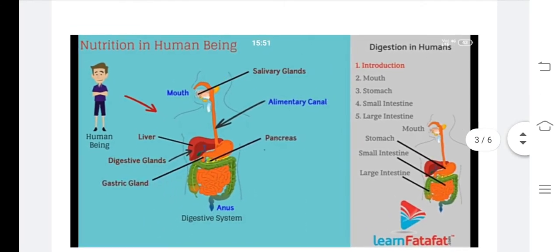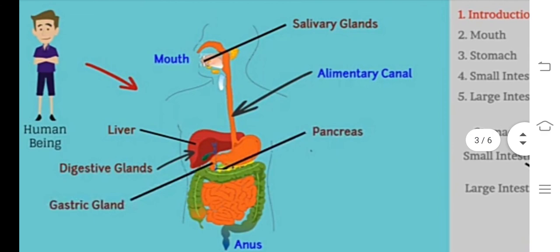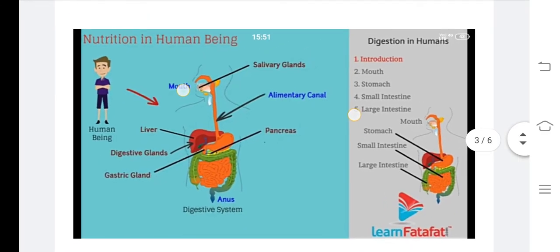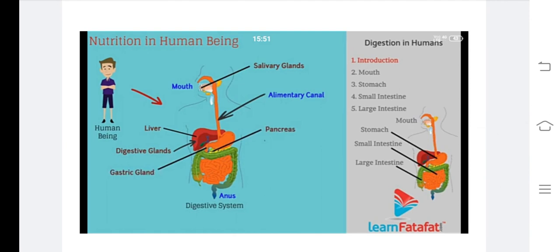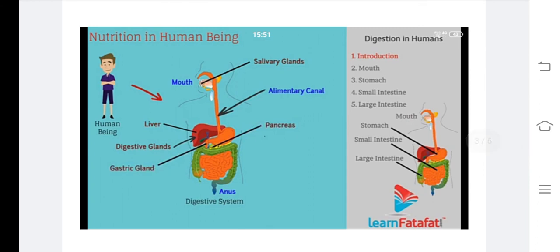Clear, children? The homework is please draw the diagram of the human digestive system and the stages of the human digestive system. Read the textbook once again. Please note down. I'll send notes tomorrow. Copy it to your classwork.